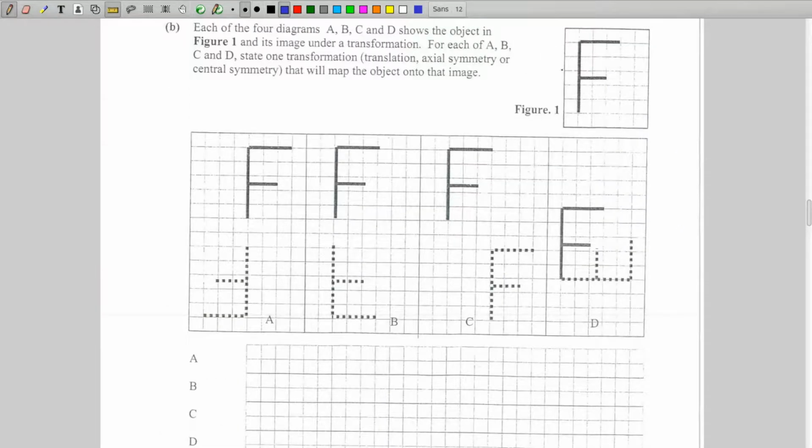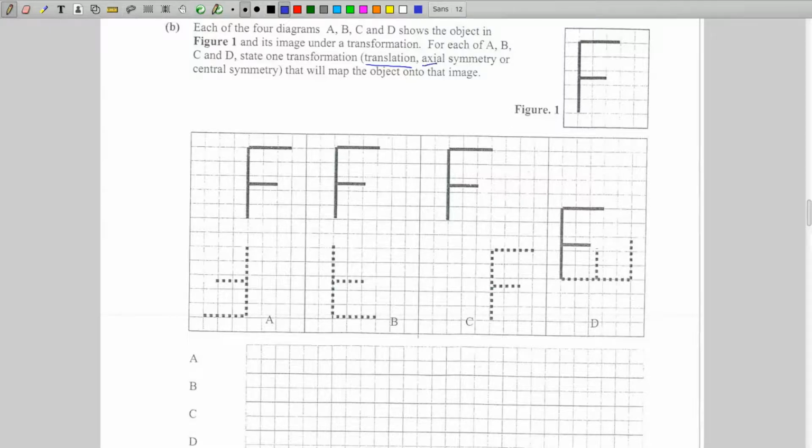Part B gives us a shape F and shows a few different transformations that have been done to it, and we have to figure out which one is which. And we're given the answers as well. We're told that there's a translation. That is when you essentially just move a shape, that's all it is.